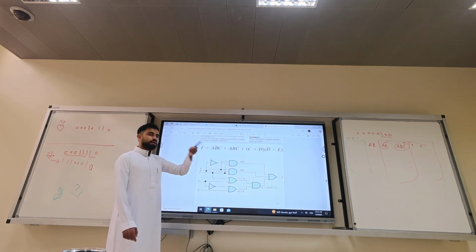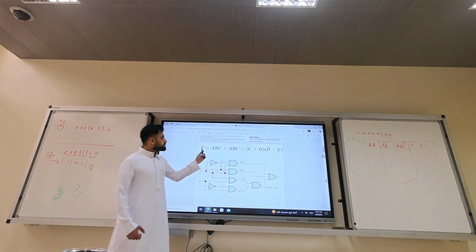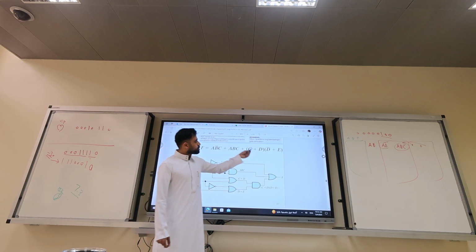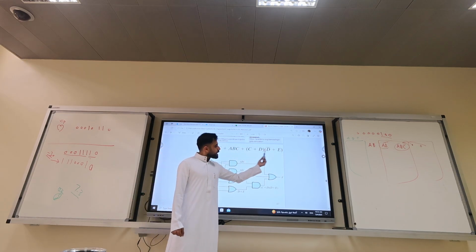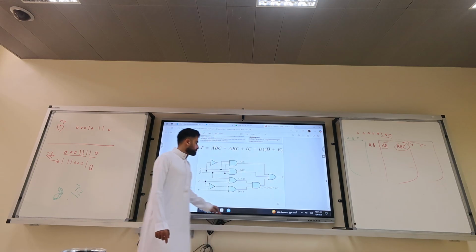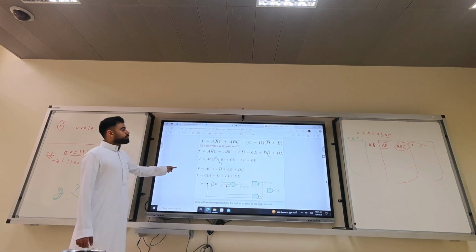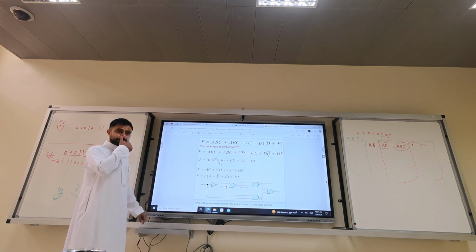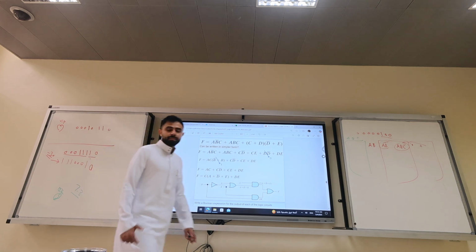So how many levels do we have here? 3 levels. Level 1 is to generate those things. Level 2 is to AND those 2. Level 3 is to OR everything. Can we simplify it? Yes, we can.